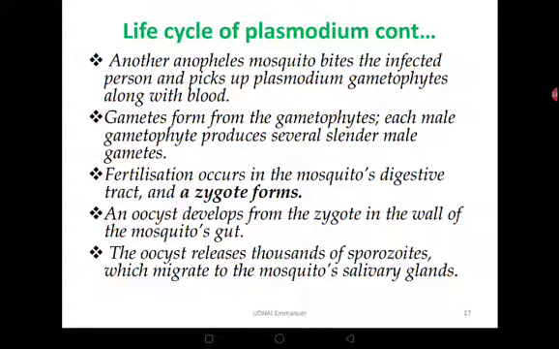And then an oocyst develops from the zygote in the wall of the mosquito gut. The oocyst releases thousands of sporozoites which migrate to the mosquito salivary glands. So that is how the parasite again reaches the salivary glands of the mosquito. And the cycle repeats itself.